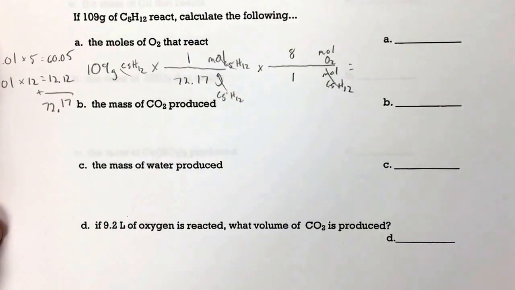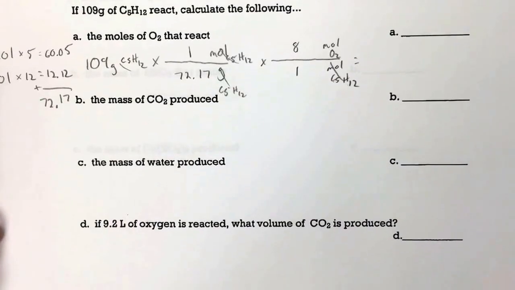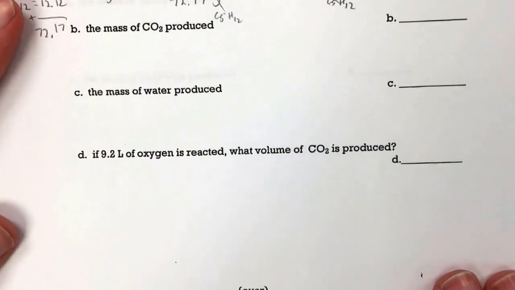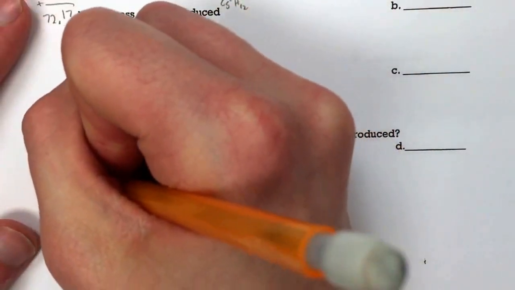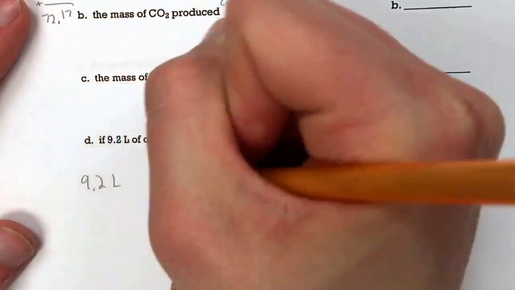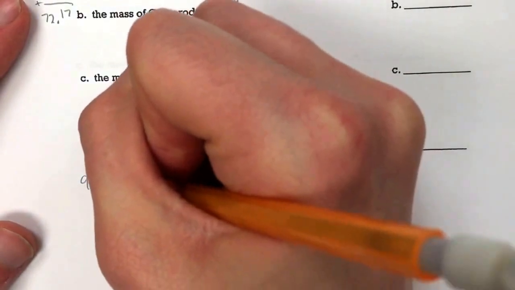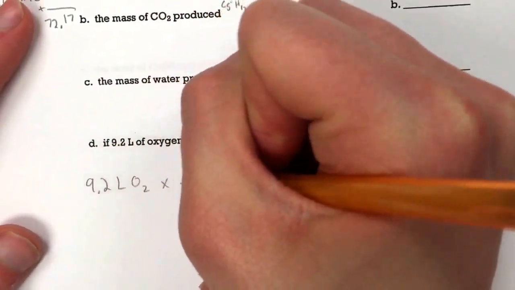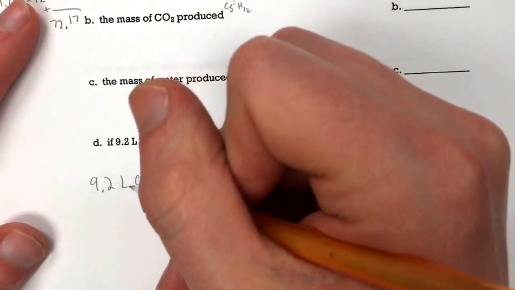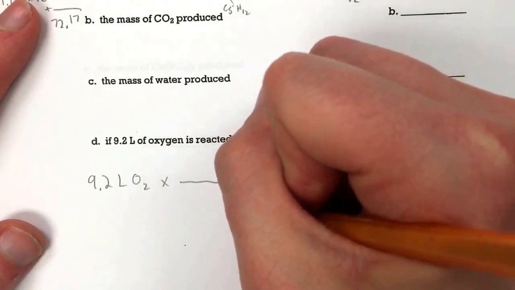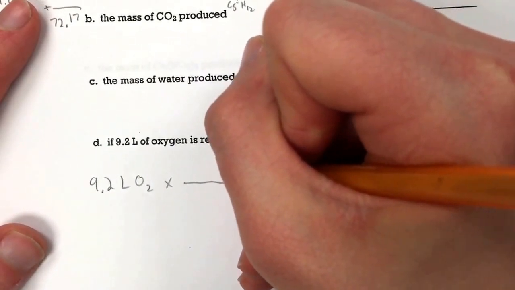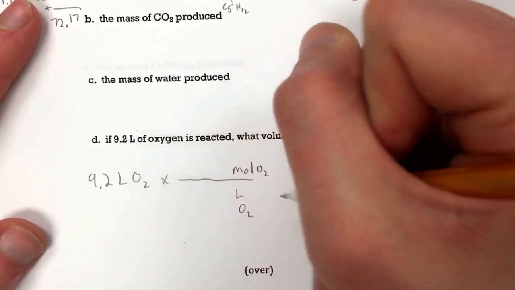Okay, so now for D, D has a different value that you start with. It's 9.2 liters of oxygen. So that's the value that we start with. So we write that down, 9.2 liters of oxygen. Okay, now oxygen is of course O2. So we do our times goes into, we drop liters of oxygen down. And on the top we have moles of oxygen.